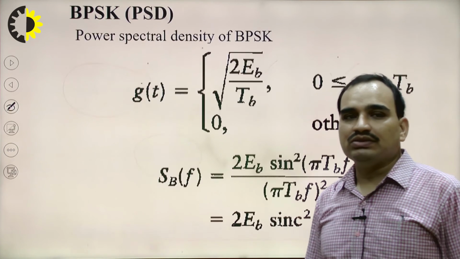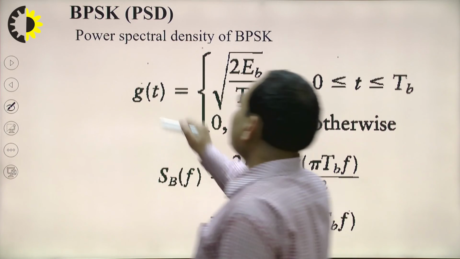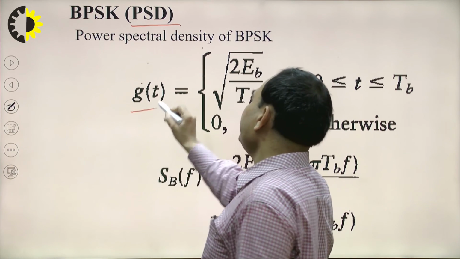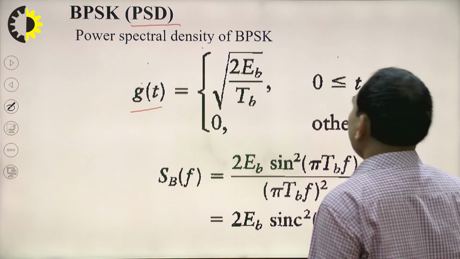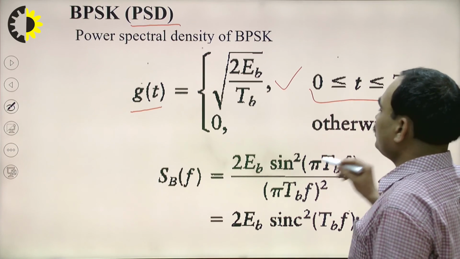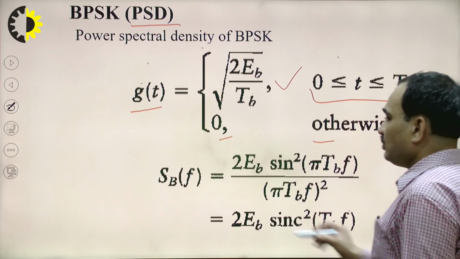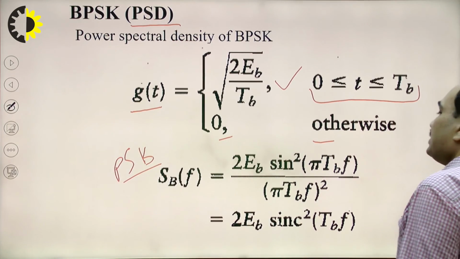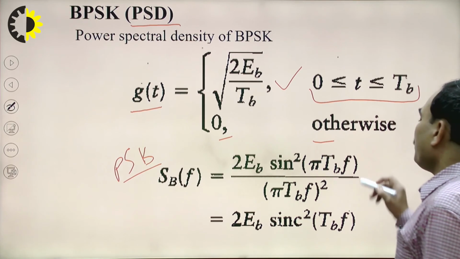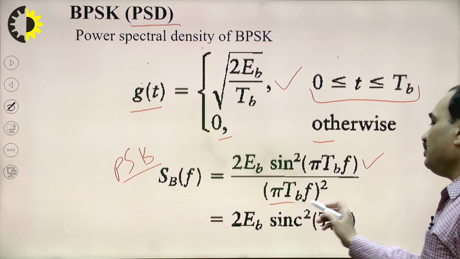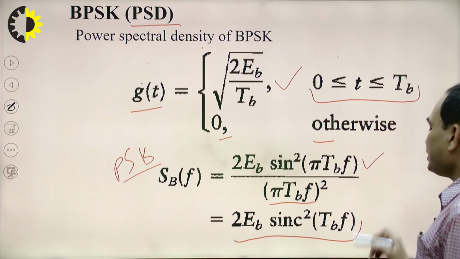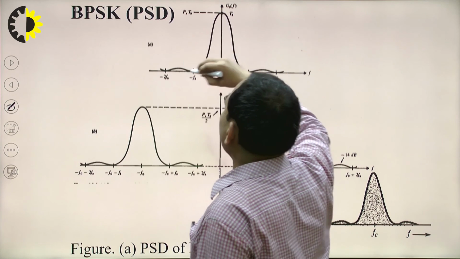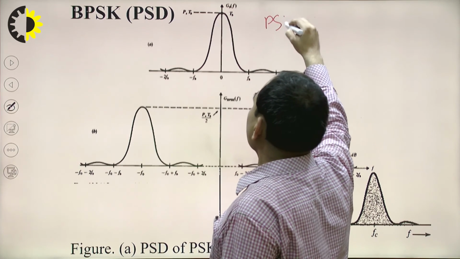So we can write the mathematics for the power spectral density of BPSK. It is given by g(t) equal to the square root of 2Eb/Tb for the entire bit duration from 0 to Tb, or 0 otherwise. So the power spectral density of the BPSK modulated signal, that is SB(f), is given by 2Eb sinc squared(Tb f). Finally we can represent our power spectral density of the carrier.